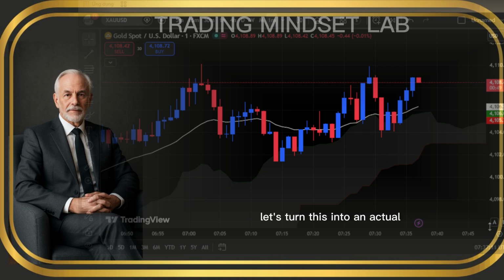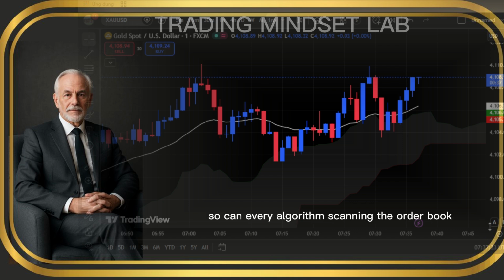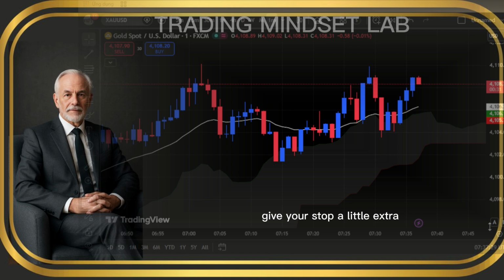Let's turn this into an actual playbook you can use starting with your very next trade. Step 1. Stop placing your stop loss at the most obvious level on the chart. If you can identify it in 2 seconds by eye, so can every algorithm scanning the order book. And that's precisely where the cluster will form. Give your stop a little extra room below the real structural low, not the obvious round number everyone else is using.